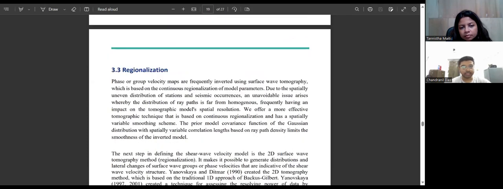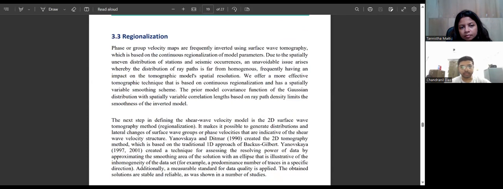Followed by that, ma'am, the regionalization was there, in which the phase or group velocity maps are frequently inverted using SWT, that is seismic tomography, which is mainly based on the continuous regionalization of model parameters. Due to the spatially uneven distribution of stations and seismic occurrences, an unavoidable issue arises, whereby the distribution of ray paths is far from homogeneous because of the inhomogeneity out there, and we are mainly assuming that the individual layers we are taking are homogeneous for the sake of our calculation.